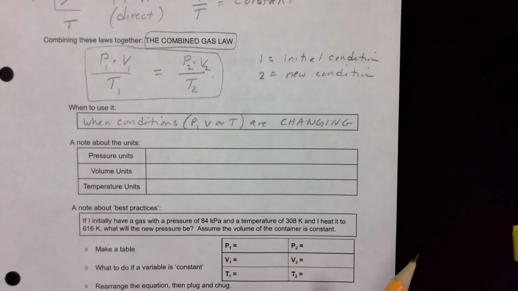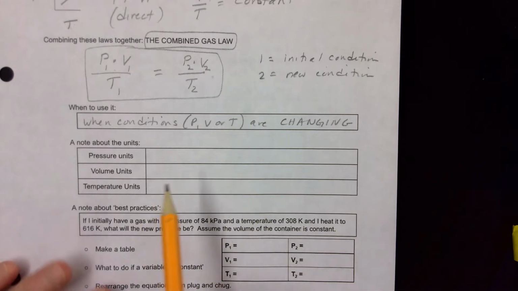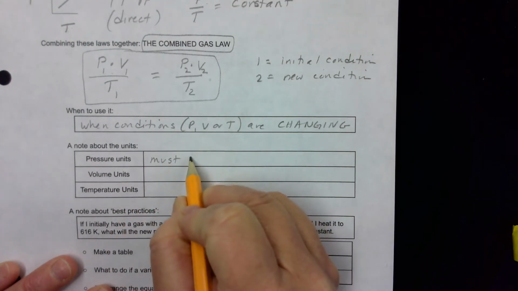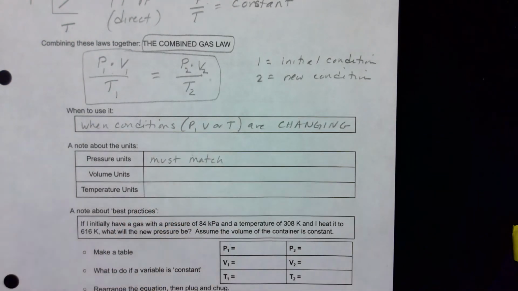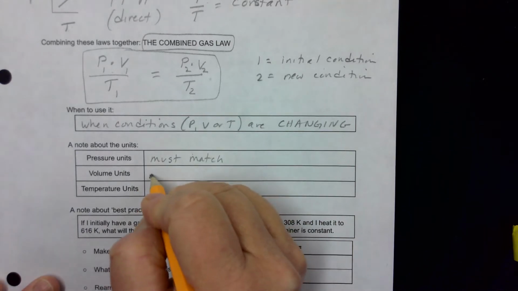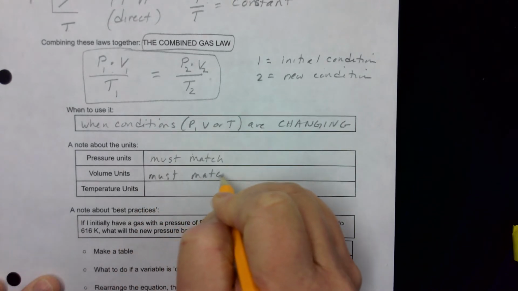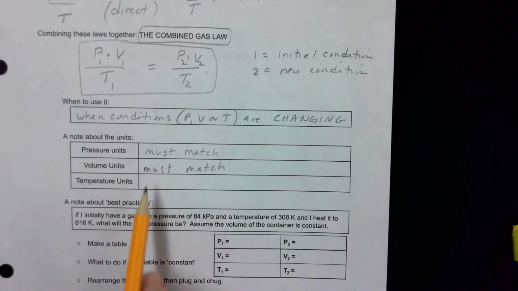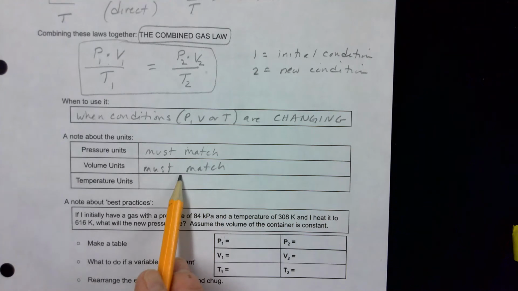A note about the units. Pressure units for pressure 1 and pressure 2 must match. They must both be in atmospheres, or they must both be in kilopascals, or they must both be in millimeters of mercury. Doesn't matter, they just have to match so that they cancel. The volume units must also match. They can both be in liters or they can both be in milliliters. Either way, they have to match each other so that they will cancel.